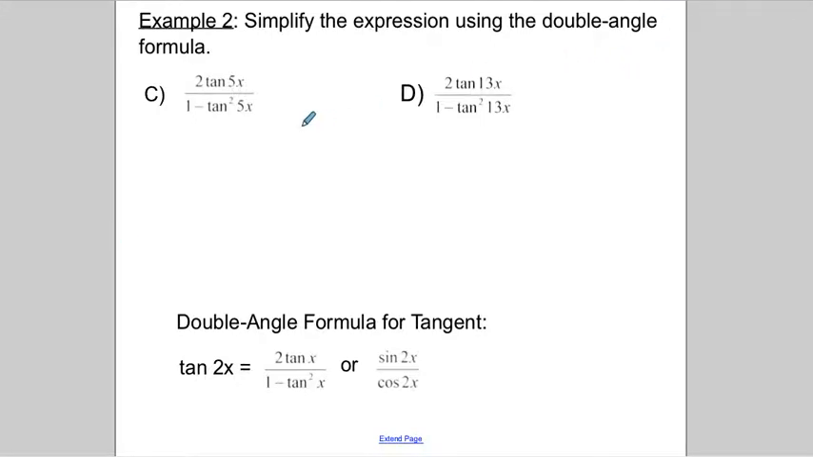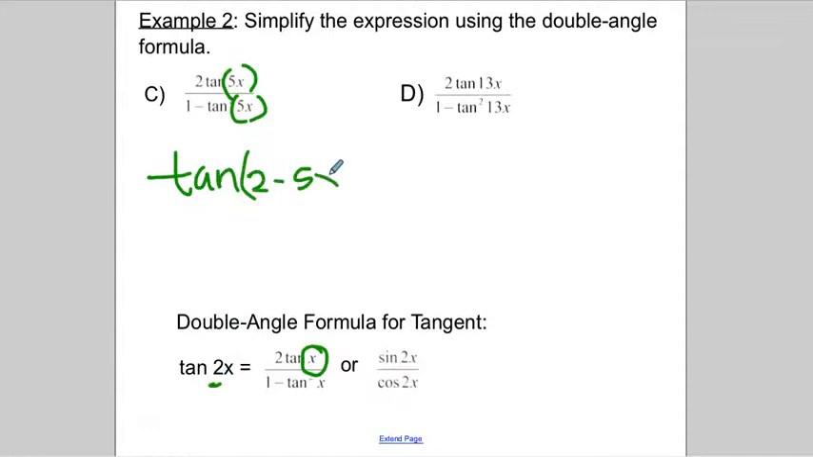Simplify the expression using the double angle formula. Okay, so in this case, we have tangent of 2x. So I need to figure out, well, who is my x in this case? Okay, so my x is really all of it. It is 5x. See how it's taking the spot there? So to go back, it would be tangent of 2 times what is the x? 5x. So this is tangent of 10x. Okay, so that's what this is equivalent to.